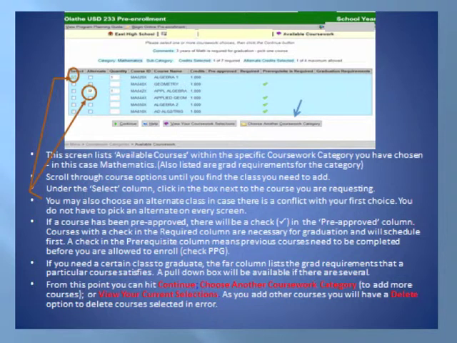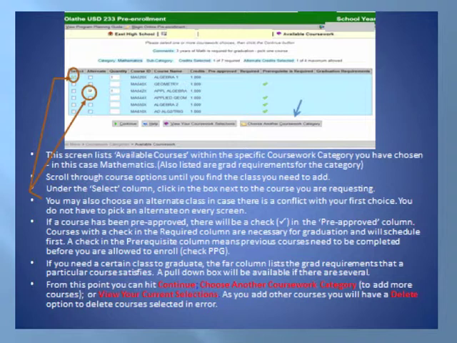This screen lists the available courses within the specific coursework category. Scroll through the course options until you find the class you need to add. Under the Select column, click in the box next to the course you're requesting. You may also choose a class as an alternate if you check the box in the alternate category. You do not need to choose a class or an alternate in every category.